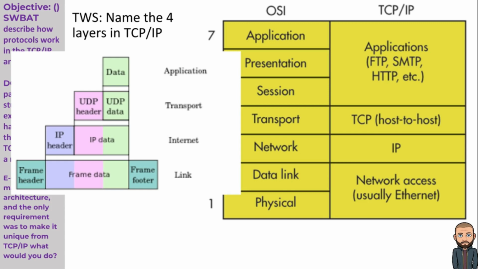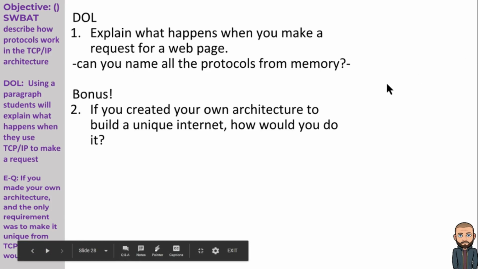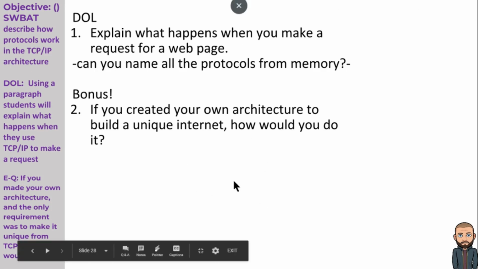So that's the end of the lesson. Our very last check for understanding is, can you name the 4 layers of the TCP/IP architecture? So application, transport, internet, and link. That's worth memorizing. And then here's your DOL. I just want you to explain what happens when you make a request for a web page. I'm very curious to see if you can name all these protocols that we've gone over by memory. So good luck with that and don't give up.